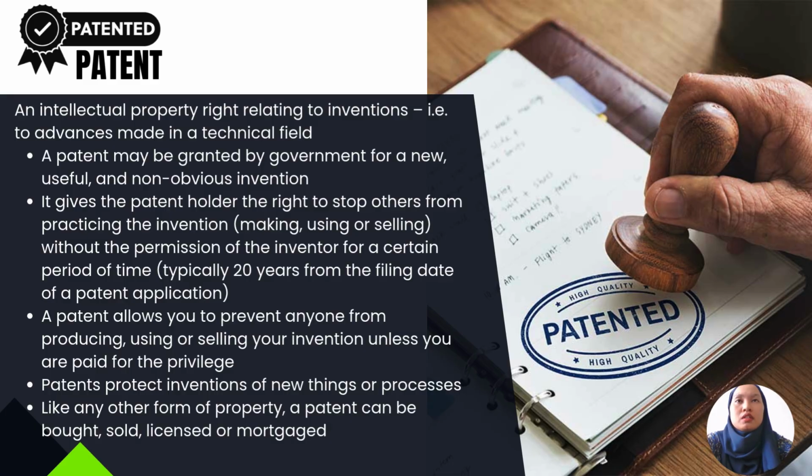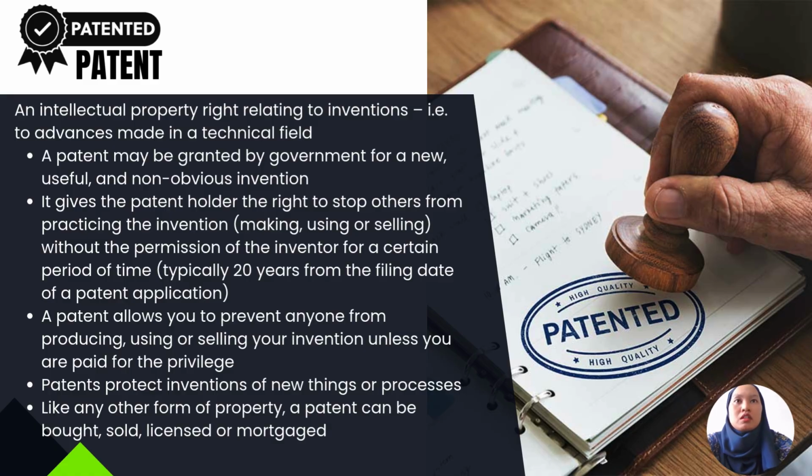The second part of intellectual property is the patent. Okay, patent is one of the intellectual property protections relating to an invention, a new process or new machine made in the technical field. So this is the explanation of the patent.